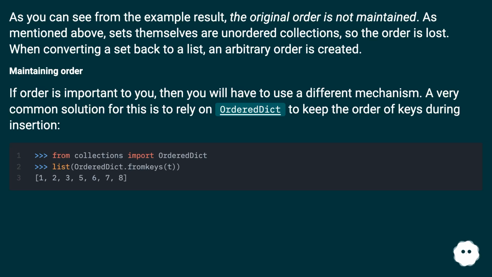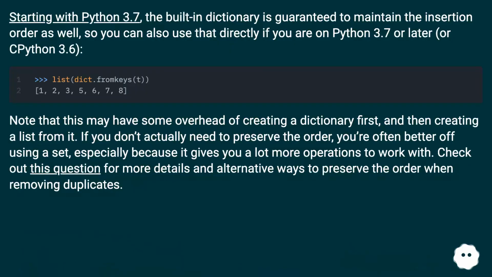Maintaining order. If order is important to you, then you will have to use a different mechanism. A very common solution for this is to rely on OrderedDict to keep the order of keys during insertion. Starting with Python 3.7, the built-in dictionary is guaranteed to maintain the insertion order as well, so you can also use that directly if you are on Python 3.7 or later, or Python 3.6. Note that this may have some overhead of creating a dictionary first, and then creating a list from it.